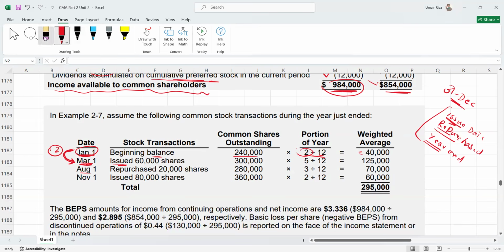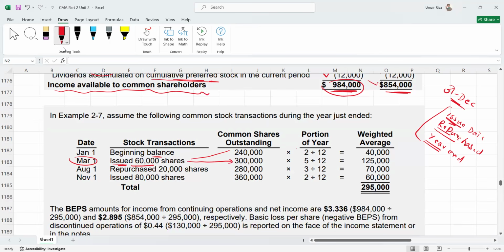Now we will solve the next transaction in a similar way. March 1, this I'm solving now. We issued 60,000 shares. Previously shares were 240,000. Now we'll add 60,000 shares to that, so outstanding shares will become 300,000.